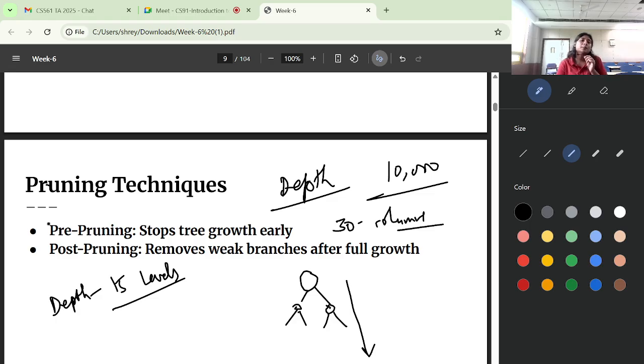Pruning can be done pre or post. Yes, someone wants to ask something.